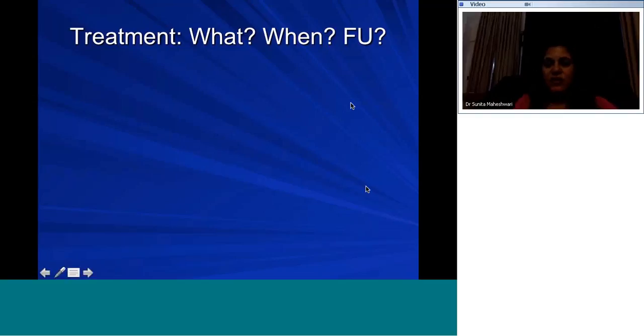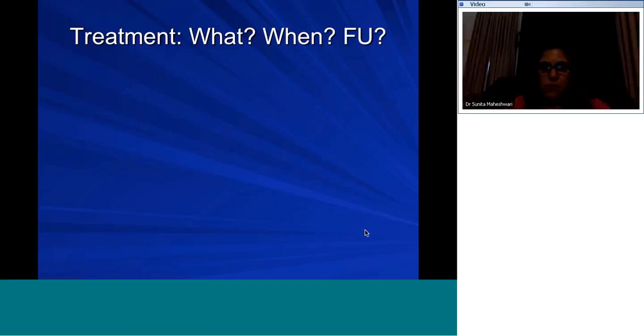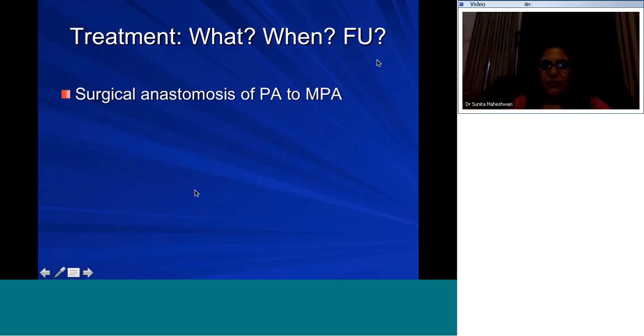When should this be done? What age should this be done at? When would you treat a hemi-truncus? Say I diagnose it at birth. When do you want to treat it? Anyone? Surgical anastomosis of PA back to MPA, and the treatment is as soon as possible.